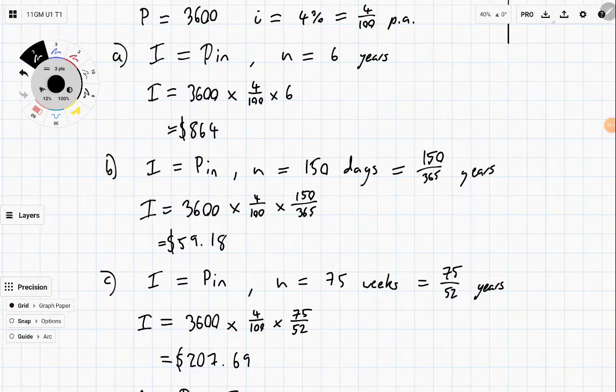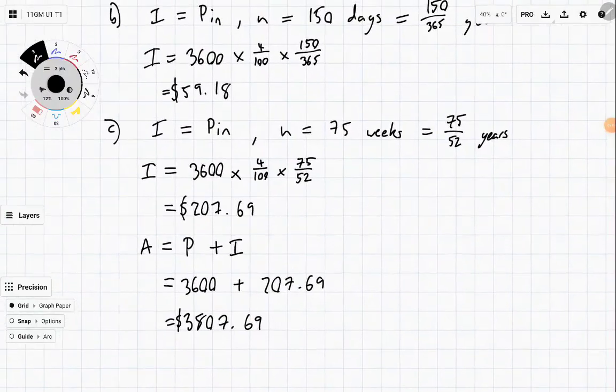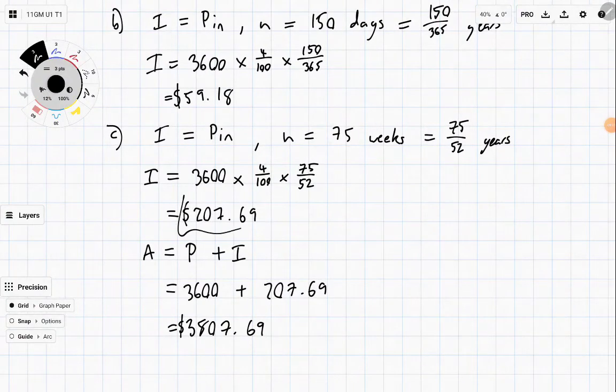So you can see for the third one, it makes perfect sense, right? You got an extra $207. So how much money do you have? Well, you have $3,600 plus the $207.69. Alrighty, so that's a little bit on simple interest.